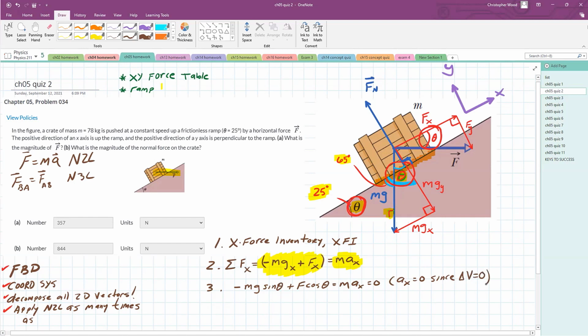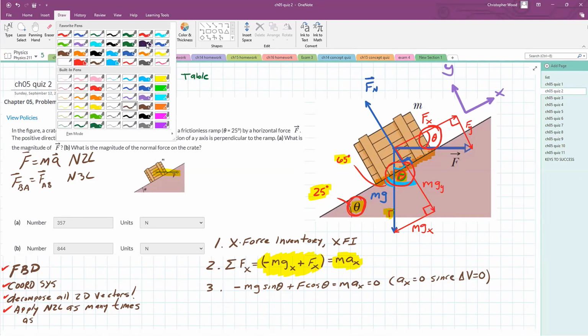That doesn't mean it's motionless. In fact, it is moving, but it's moving at a constant velocity. So it doesn't speed up. It doesn't slow down. Let's talk about statement number 3.